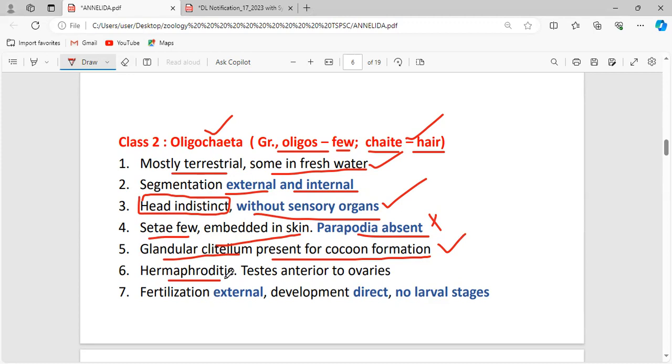Hermaphroditic, which means what? Monoecious. The sexes are not separate. Okay, the sexes are not separate. Both will be present in the same individual. So the testis is anterior to the ovaries.